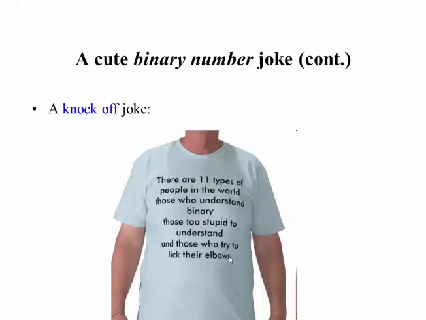A cute binary number joke, another knockoff, is there are 11 types of people in the world. Those who understand binary, those too stupid to understand, and those who try to lick their elbows.